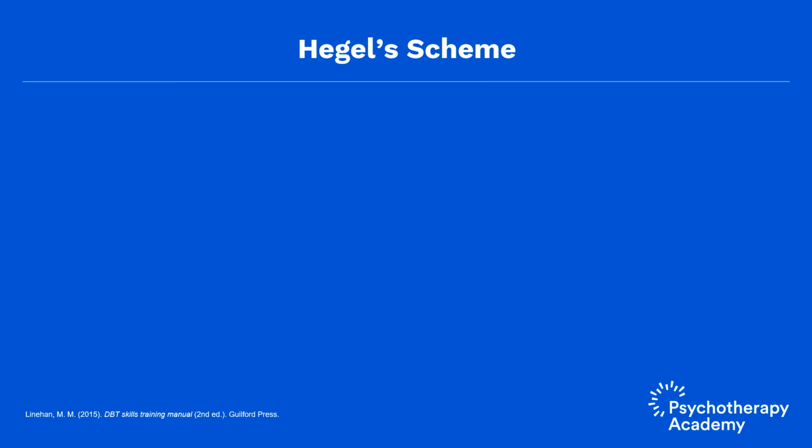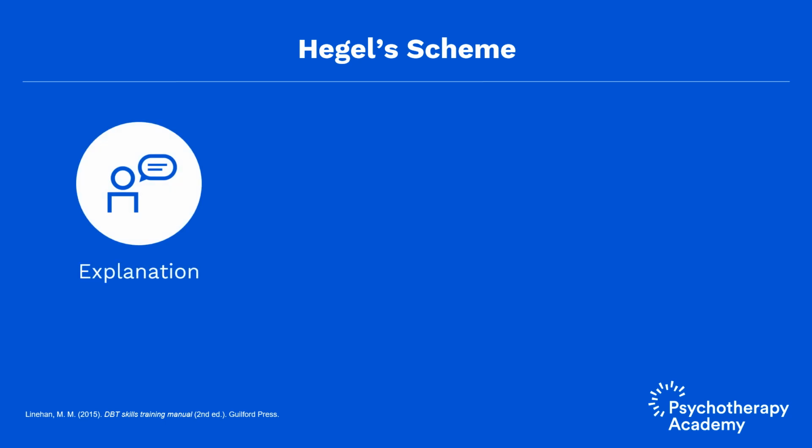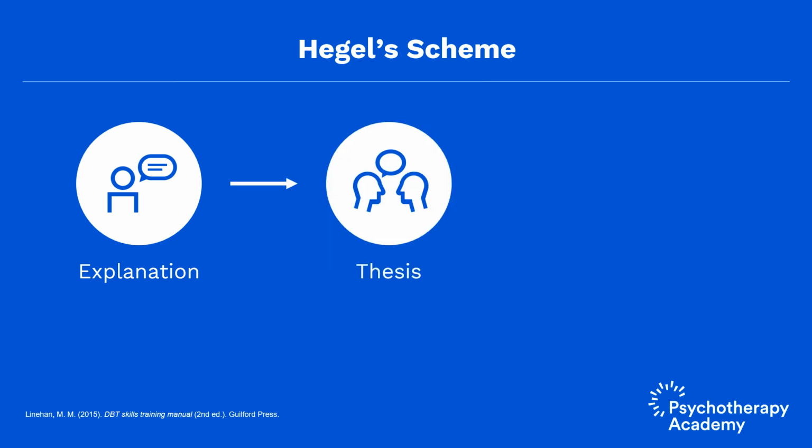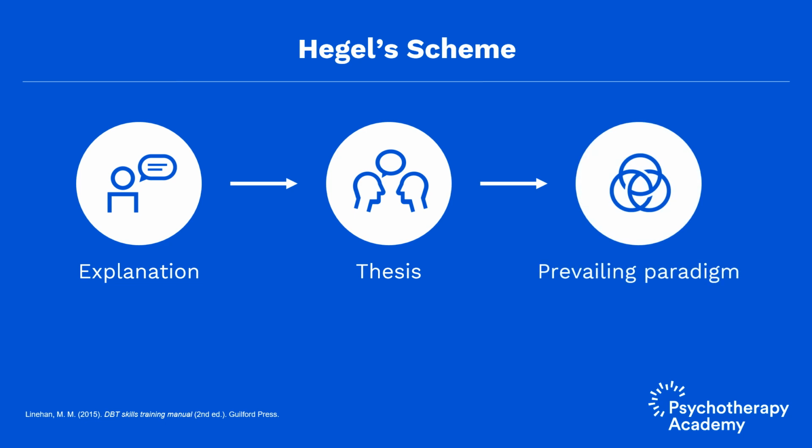So first of all, Hegel noticed that someone generally tends to come up with some good idea, an explanation, to account for some kind of phenomenon or a set of observations or maybe some data points. And they come up with a theory, and that theory is the thesis. The thesis becomes the prevailing paradigm. So now this is how everyone tends to understand this particular phenomenon or data points.